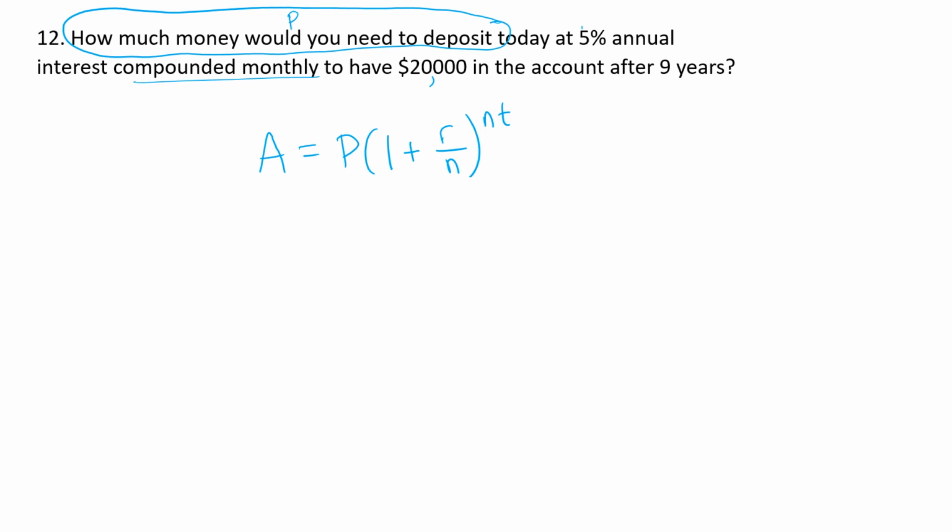The 5%, that tells me that 0.05 is R. It's compounded monthly, which means that N is 12. And I want to have $20,000 in the account, so that means that A is 20,000. That's the total amount that I want in the account. And then it's after, of course, 9 years, so 9 is my T. So just fill it in, and then let's see how we're going to solve it.